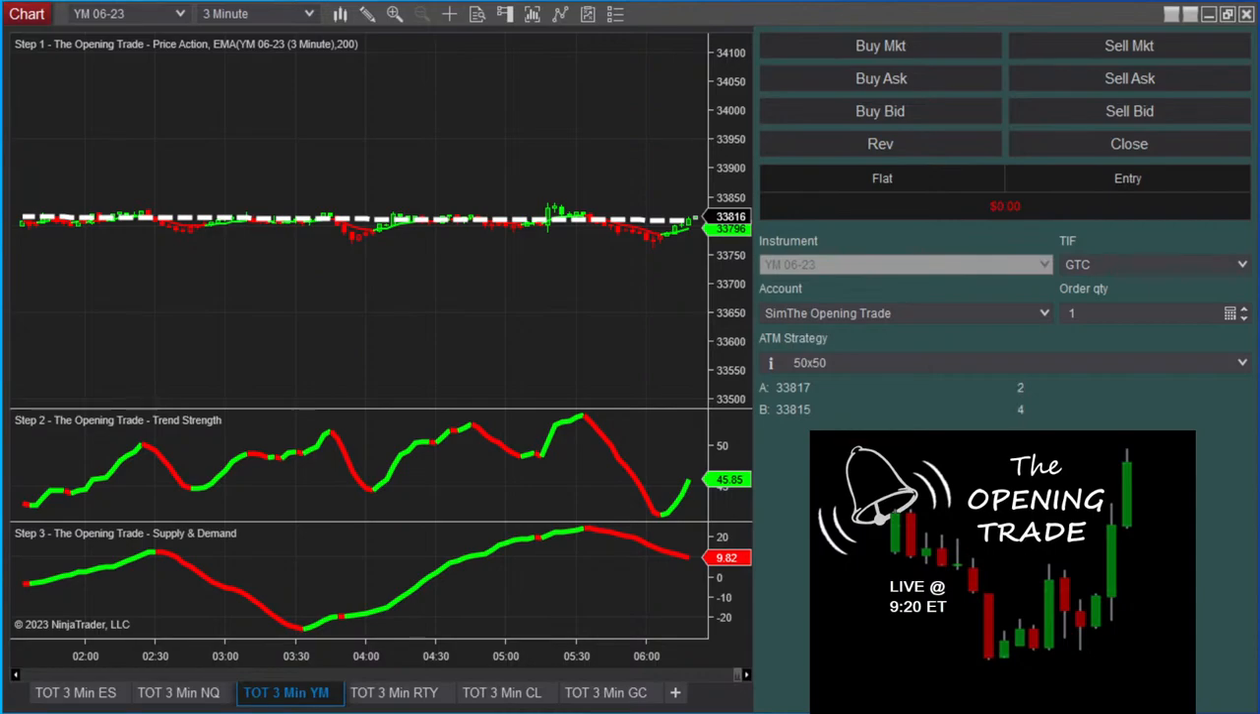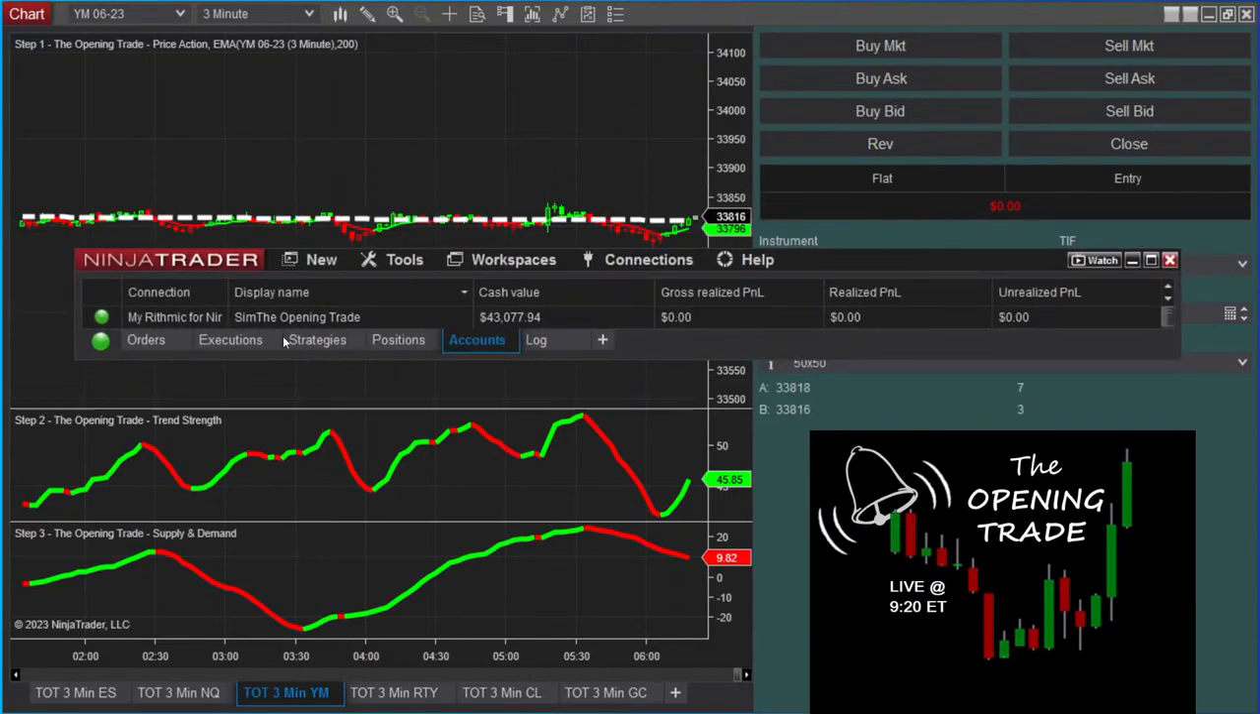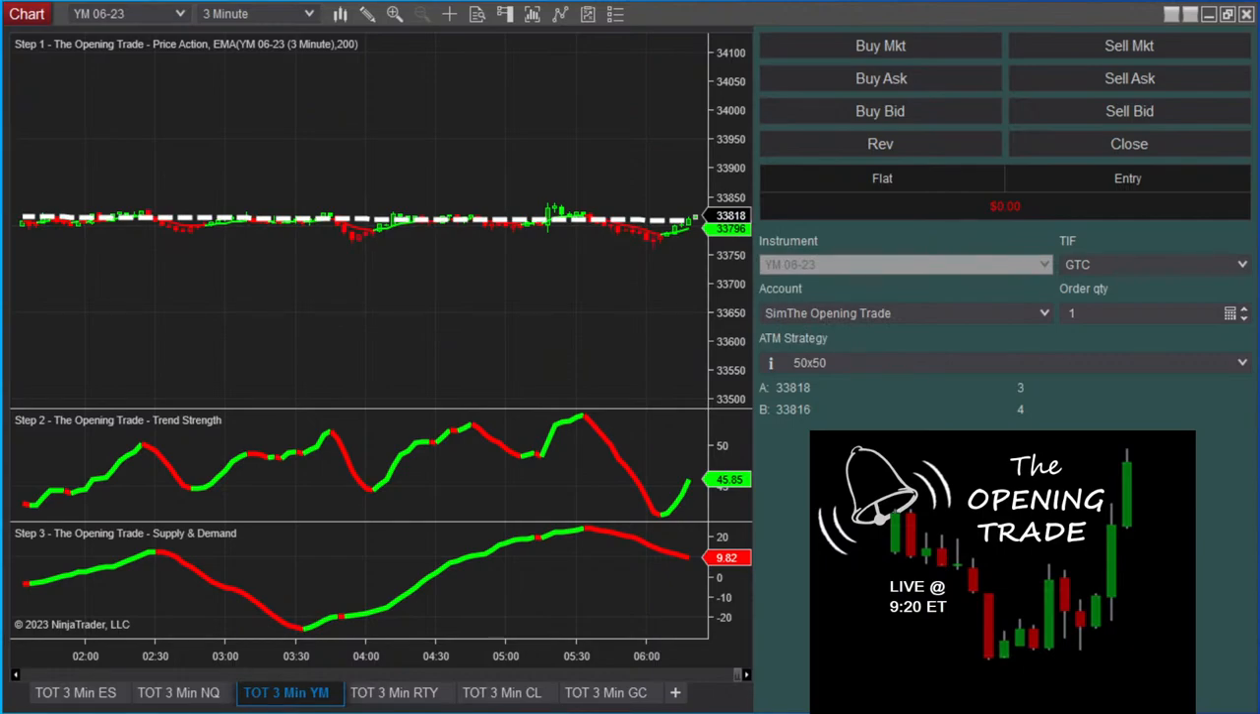Let's take a look at the current simulated account balance. The opening trade cash value growth will match this red number after any automated or manual trades take place, and realized will be after the fees are paid. Make sure you understand your fee schedule from your provider so that you know what you're in for, right?